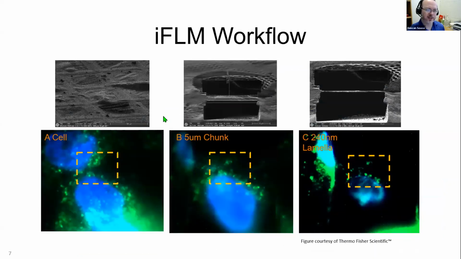So this is just the standard IFLM workflow. You start out with a nice light microscopy image with your target of interest. You pick out part of a cell. Then you mill it down to a chunk. You get rid of the bulk on the top and the bulk on the bottom. Make sure your stuff is still there. And then you thin down the lamella itself, and then again check to see whether or not your stuff is still there.